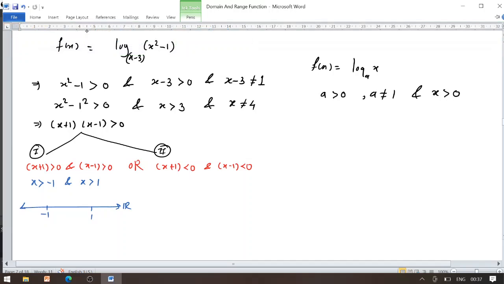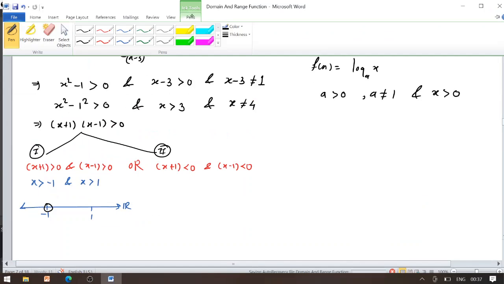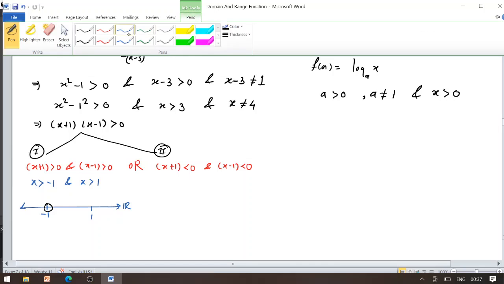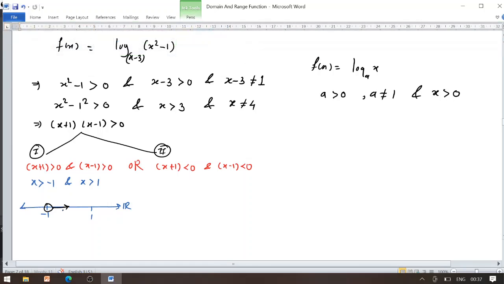Now as per the first inequality, x is strictly greater than -1, which means whatever real number lies just right of -1 is always greater than -1. While whatever real numbers lie just right of 1 are greater than 1. So the intersecting part of both intervals gives x strictly greater than 1.